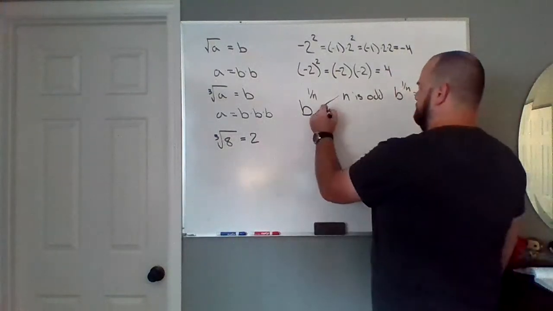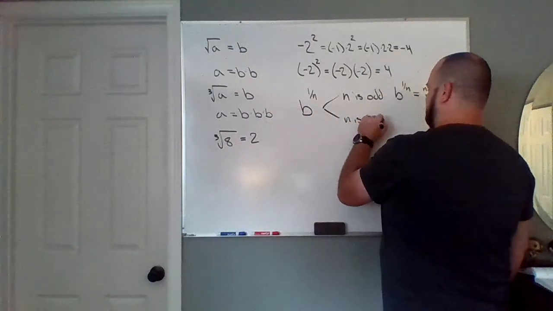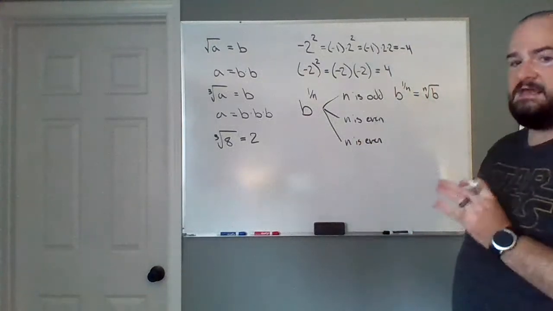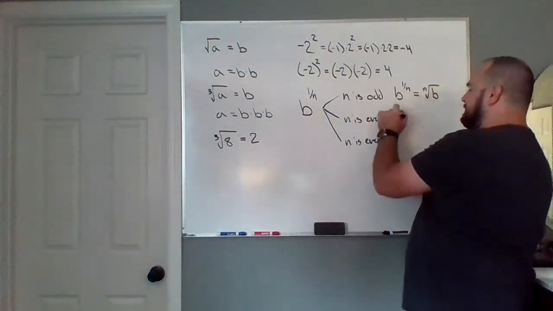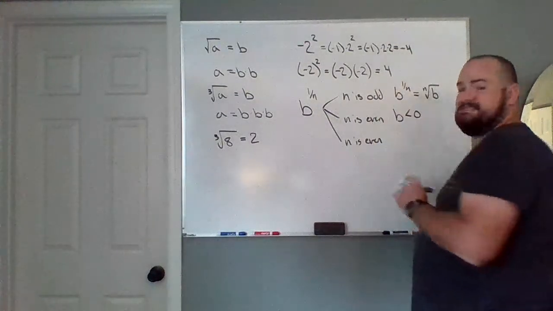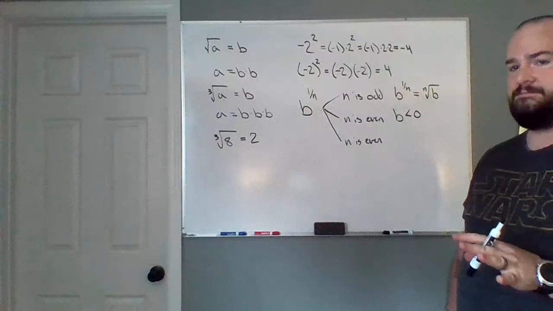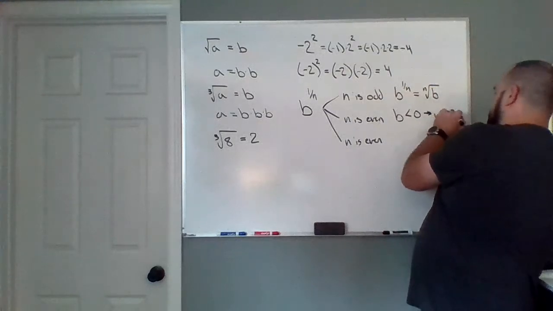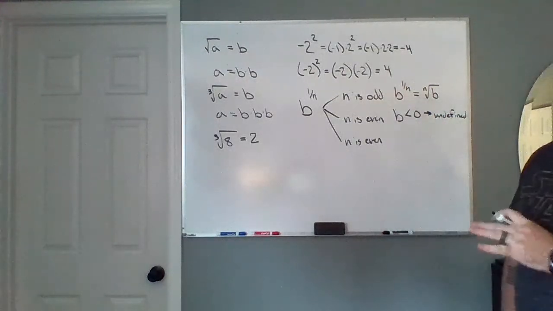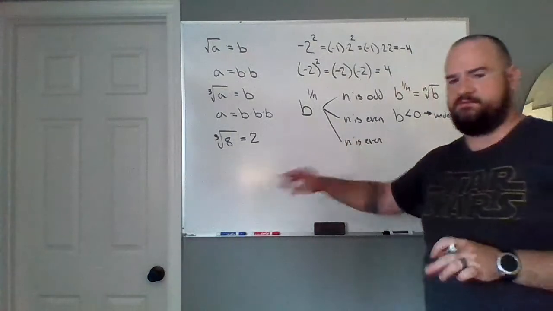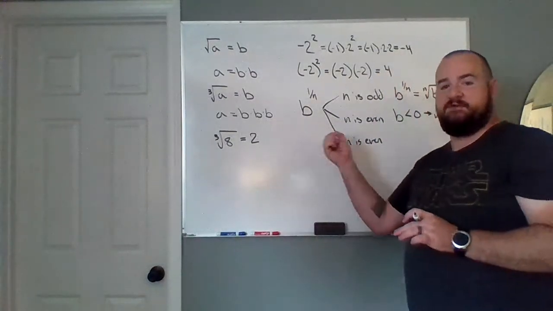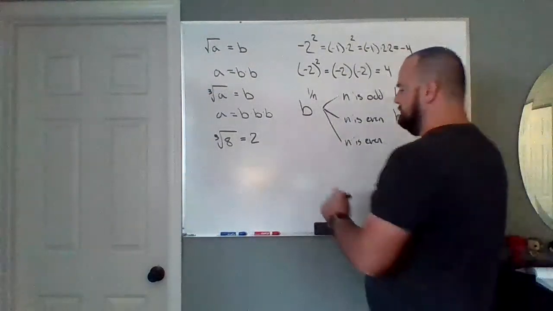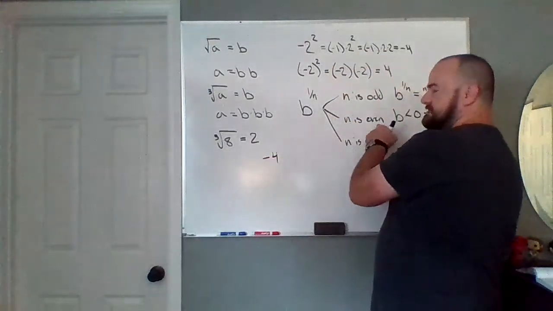But what if n is even? This actually gives us 2 possibilities. If n is even and b is less than 0, so b is a negative number, this is undefined. Let's think about this real quick. Let's do an example over here. Our b value, the base of our exponential, is less than 0, so it's a negative number. Let's just go with negative 4. And our n is even, so let's just do the 1/2.